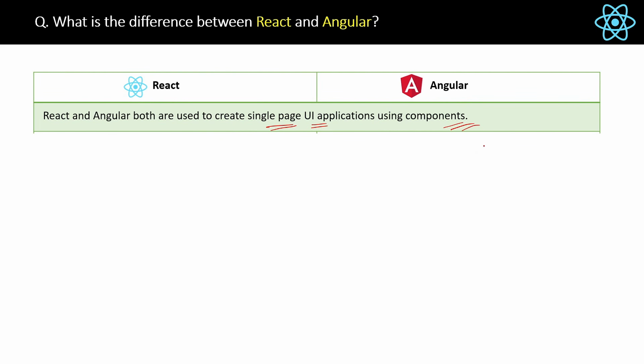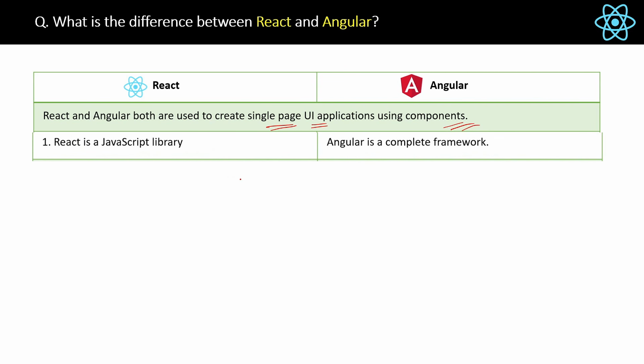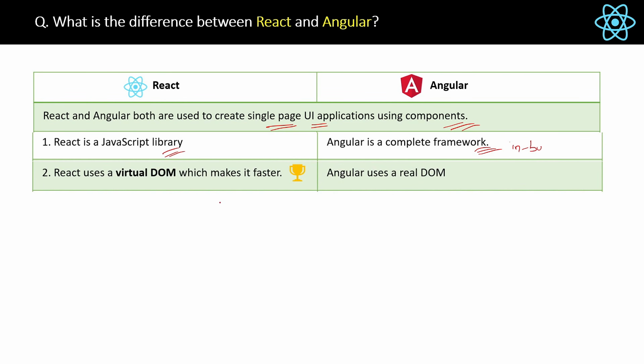Now the first fundamental difference between them is React is a JavaScript library, whereas Angular is a complete UI development framework. When we say framework, it means it provides many plugins and inbuilt support for many things, okay. Second difference is React uses a virtual DOM which makes it faster. I will explain the virtual DOM in an upcoming question.